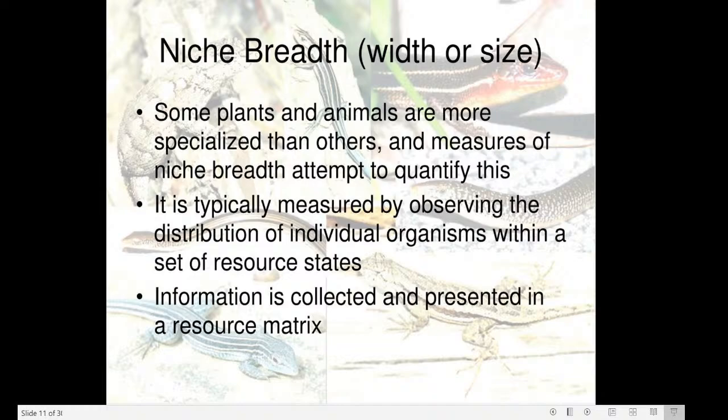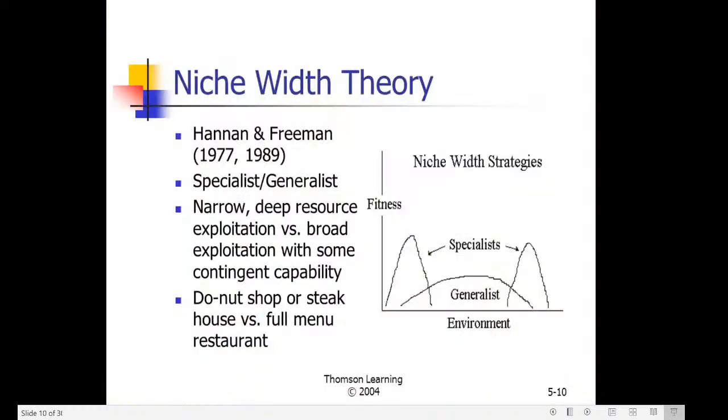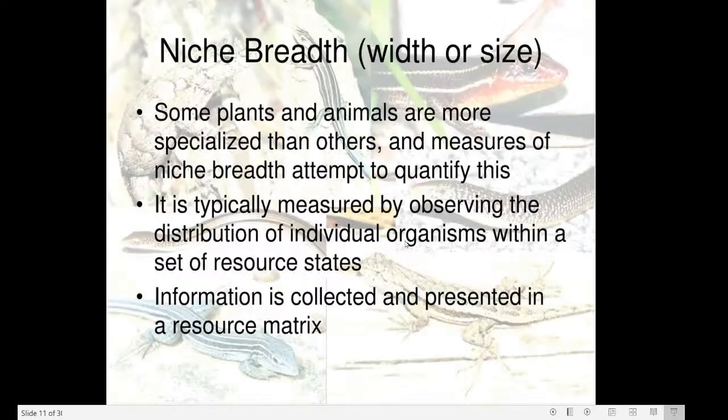The information is collected and presented in the resource matrix. We collect the information and plot it: one organism lives at this particular temperature, another at this temperature, another at this temperature. All those things are marked in this graph, and that is the data. They call it the matrix, right?